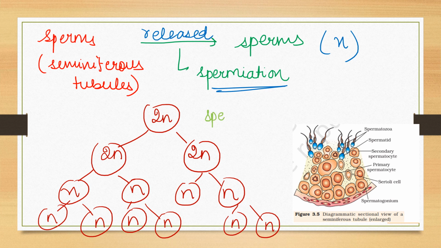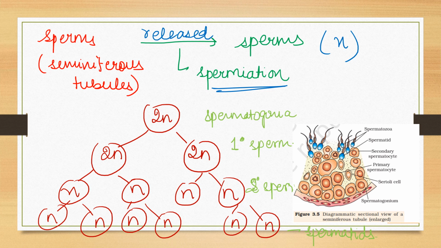So what are these? This is the spermatogonia. This is the primary spermatocyte. This is the secondary spermatocyte. And what are these? These are spermatids. Now spermatids are released from the seminiferous tubules by the process of spermiation after they are converted into sperms by the process known as spermiogenesis.